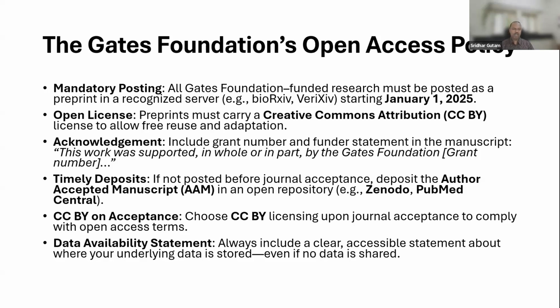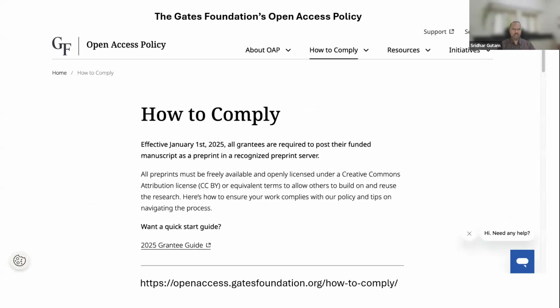And there should always be a data availability statement. This is as per the open access policy. The one we are now talking about is mandatory posting as a preprint. So that is the main change in the policy of the Gates Foundation. On their website, if you go, there is a guide on how you can comply if you are a grantee from the Gates Foundation.